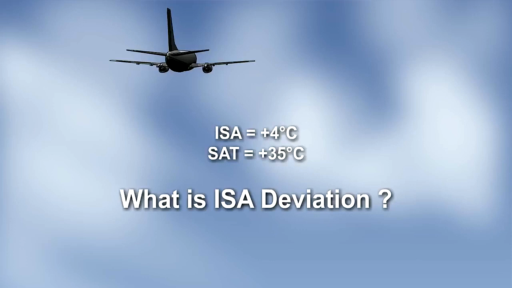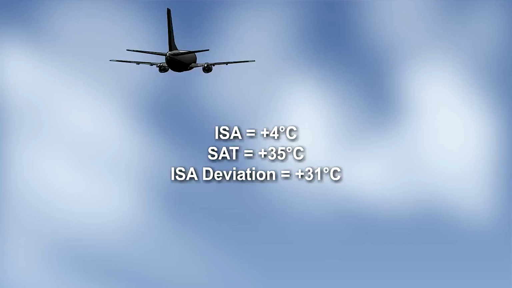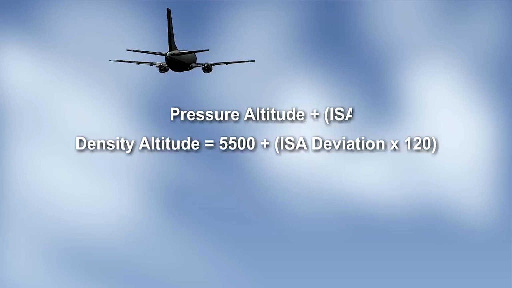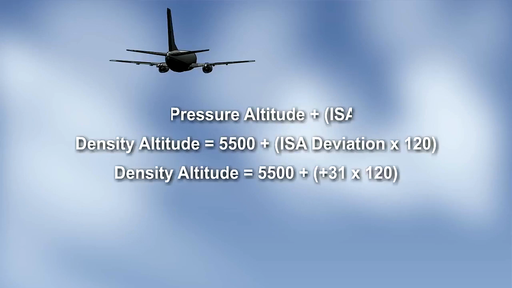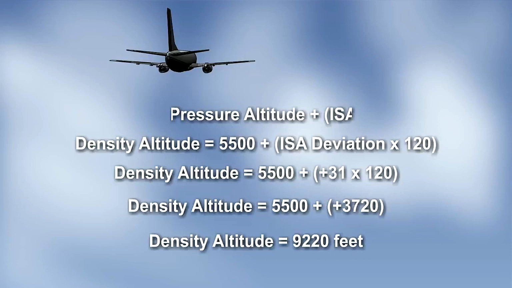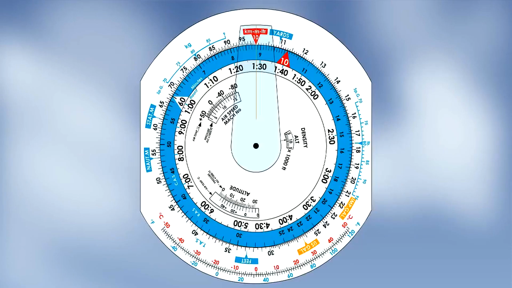If you didn't have your navigation computer to hand, get it out now and run this scene again as many times as you need to in order to become familiar with the process. Another way of finding the density altitude from pressure altitude and temperature is by use of a simple equation. The equation is density altitude equals pressure altitude plus ISA deviation times 120. The actual conversion factor is 118.8, but 120 is close enough for any practical calculation.